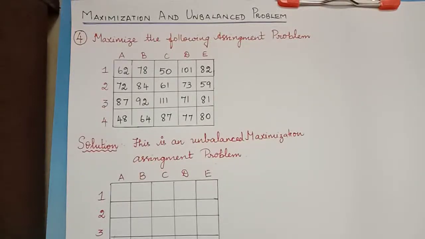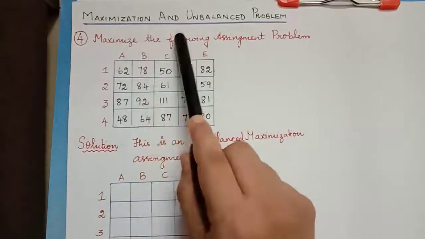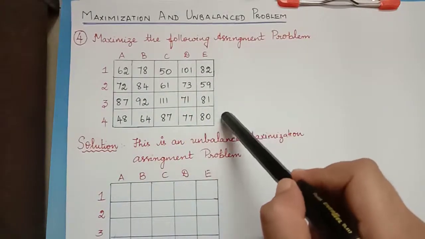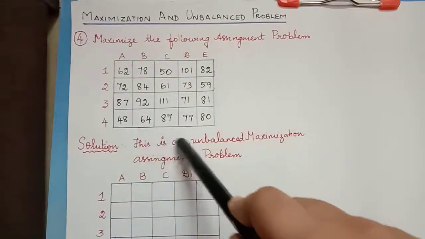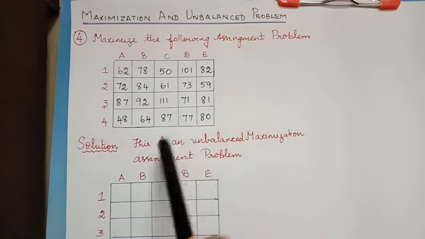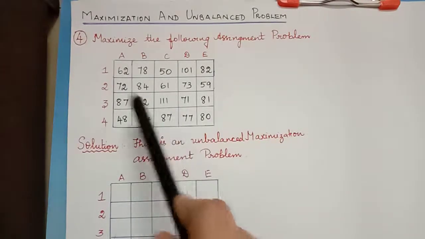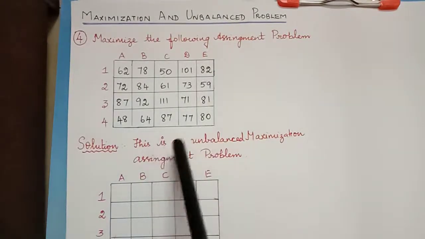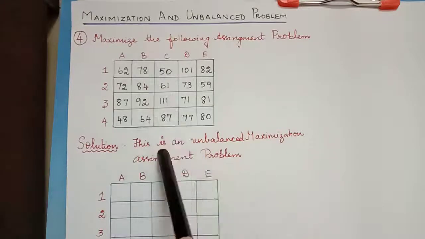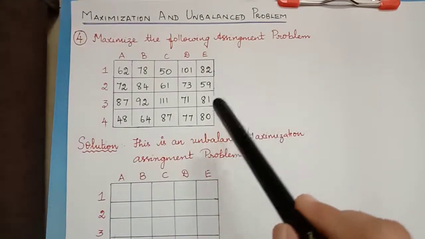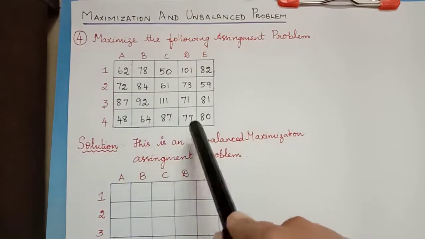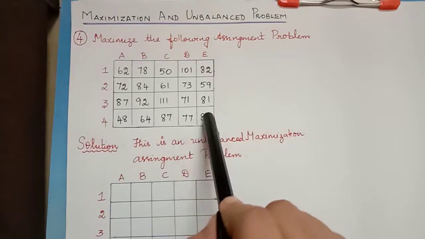Dear students, now we shall solve a problem which is both a maximization as well as an unbalanced problem. So in order to solve this problem, first we have to check whether it is balanced or unbalanced and mention that. So we find that there are 4 rows and 5 columns, and so this is an unbalanced maximization assignment problem.